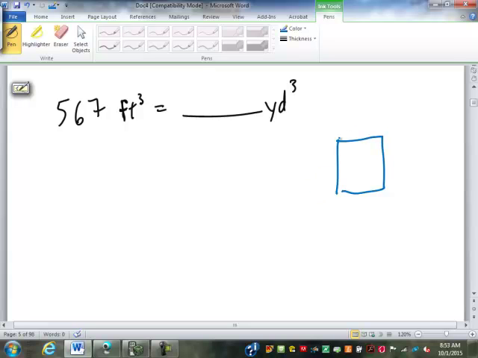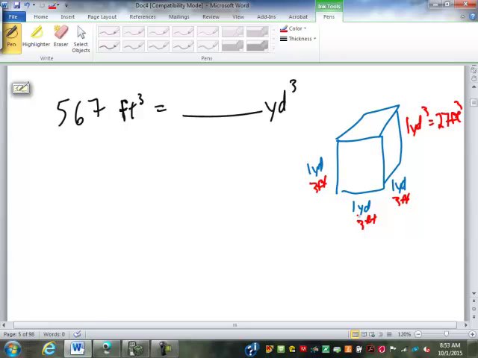Well, 1 cubic yard is just 1 yard by 1 yard by 1 yard. So that's 3 feet by 3 feet by 3 feet, or 3 by 3 by 3 is 27 cubic feet in a cubic yard. So you get from cubic feet to cubic yards by dividing by 27, which will give us 21. 567 divided by 27 is 21.